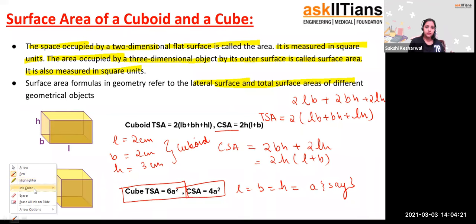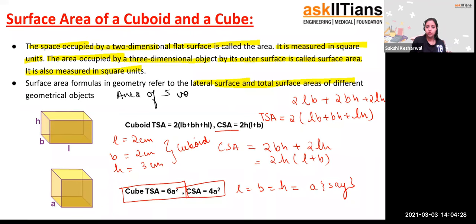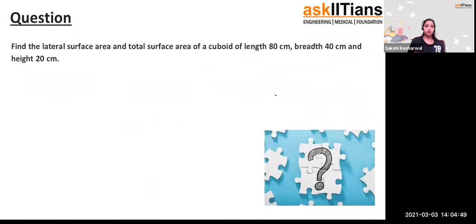So if it says the area of 5 walls, the area of 5 walls will be the total area minus the top, or the area of 4 walls plus the bottom. You can go either way. The area of 4 walls is 2H(L plus B), plus LB, that's the bottom. So this is the surface area of a cube and cuboid. Now let's do the questions directly. We'll jump into it. Hopefully you have understood the things.